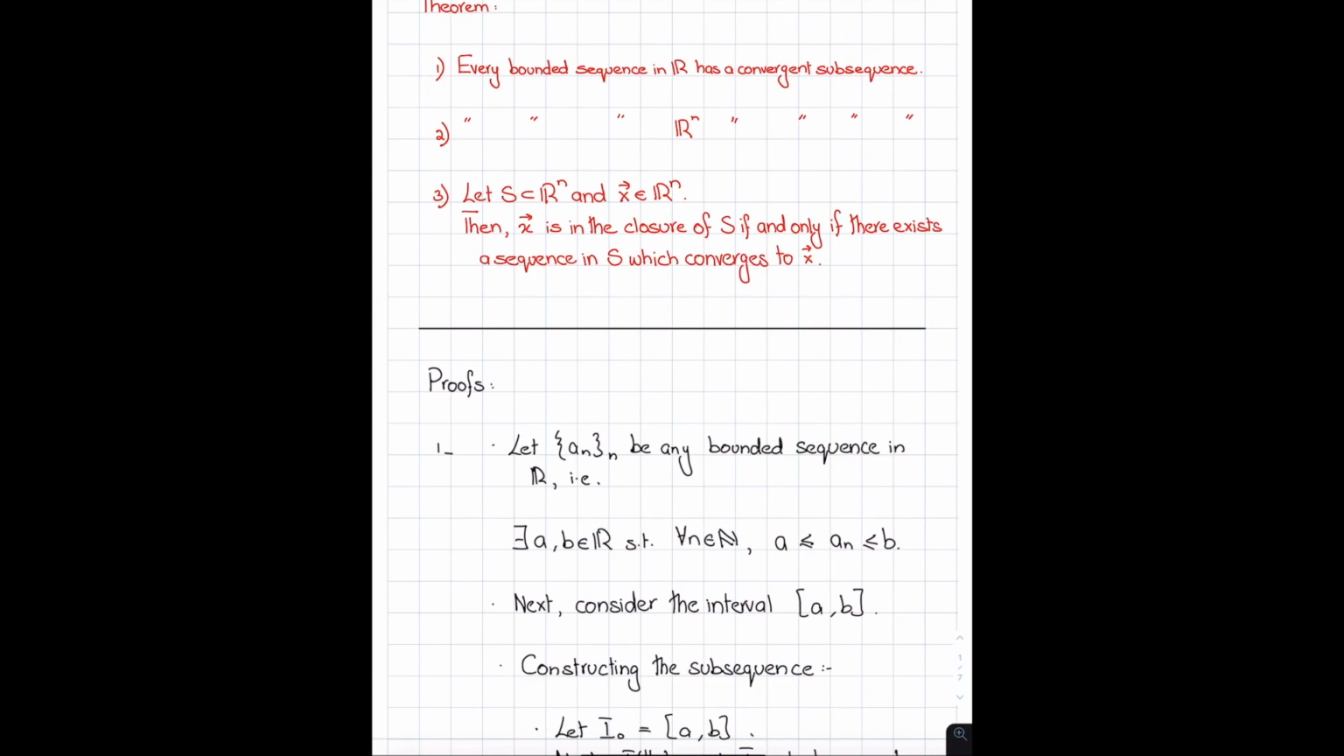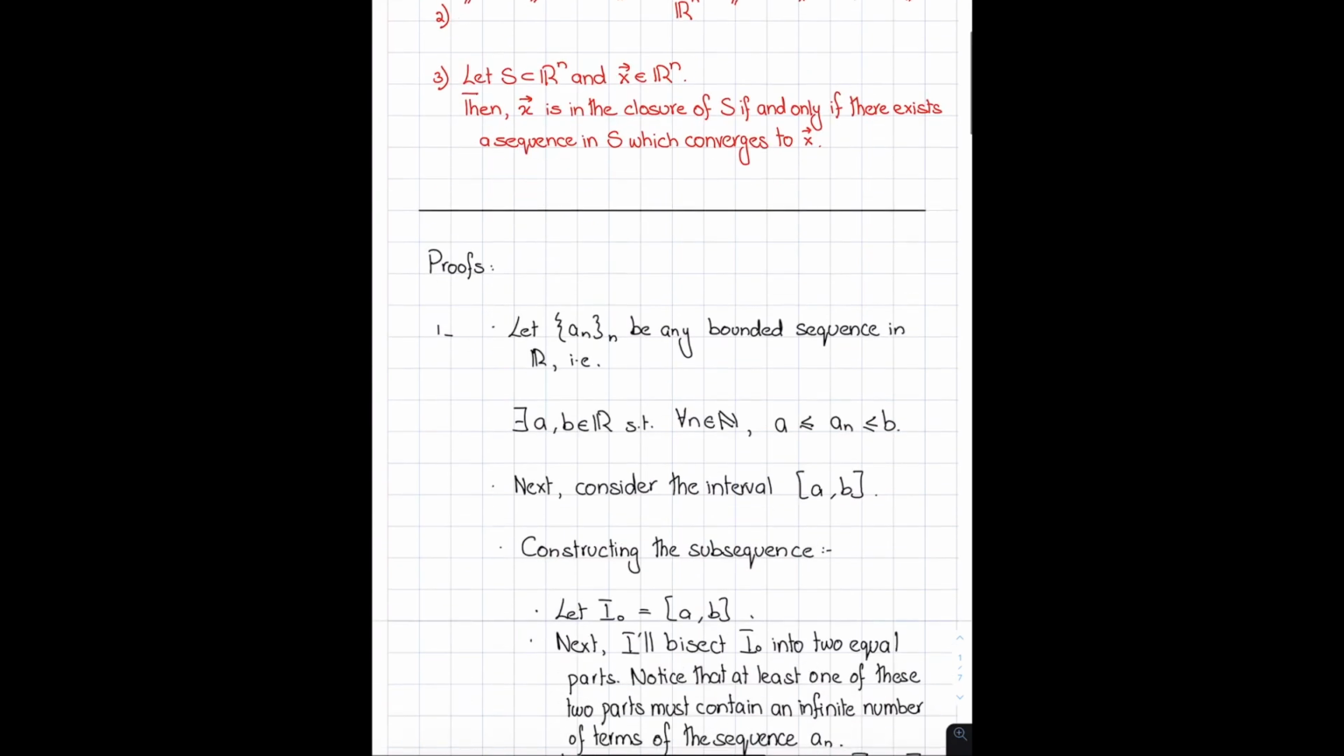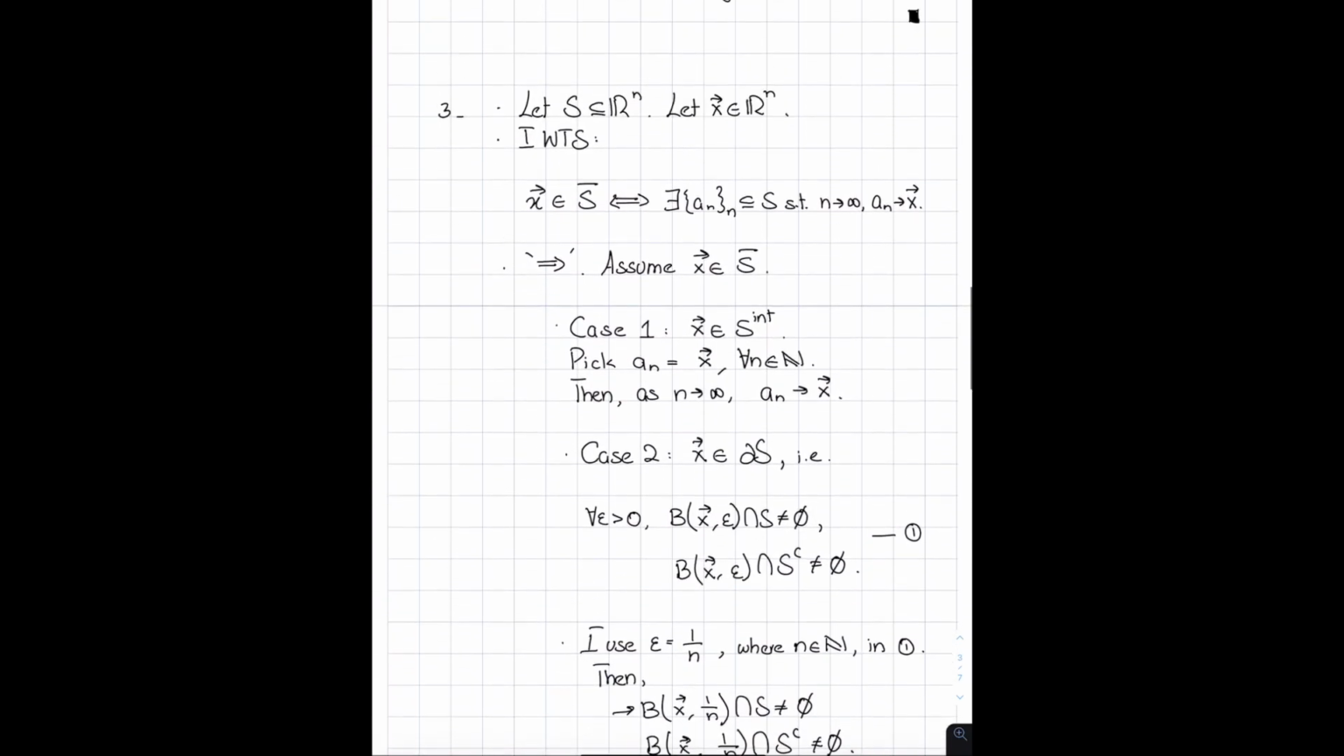So we wanted to prove that a vector x is in the closure of a set S if and only if there exists a sequence in S which converges to X. So it's easier to prove this in the forward direction by assuming that vector x is in S interior, or is in the boundary of S. It's pretty easy to prove that there exists a sequence a of n in S which converges to X in this case.